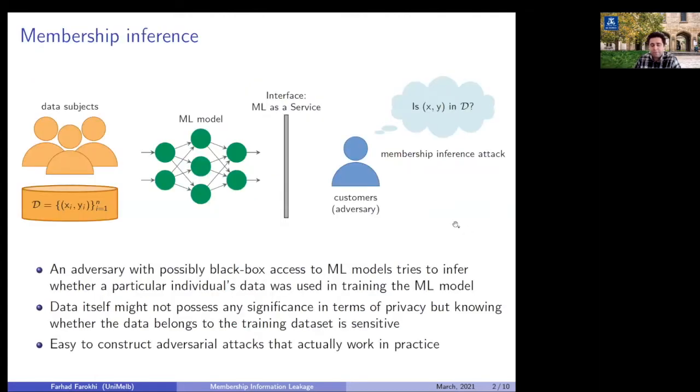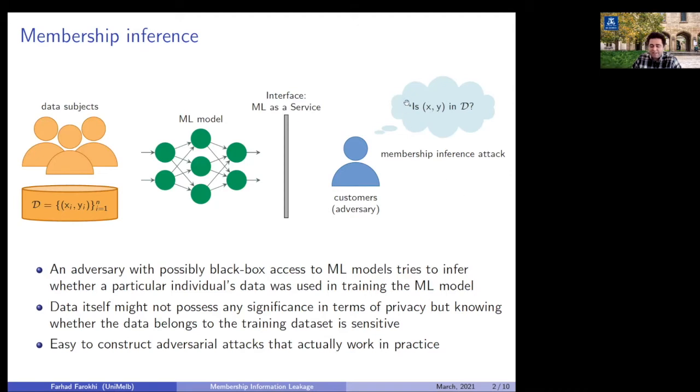Today I'm going to talk about membership inference. Most often in machine learning models, we have access to the data of a lot of data subjects, individuals, and we put that data in our favorite machine learning model training algorithm. After training the model, we give other people an interface to query that model and gain insight about the data. Now, when an adversary comes and queries the model to figure out if individual X and Y was in the training data set or not, we call that a membership inference attack.